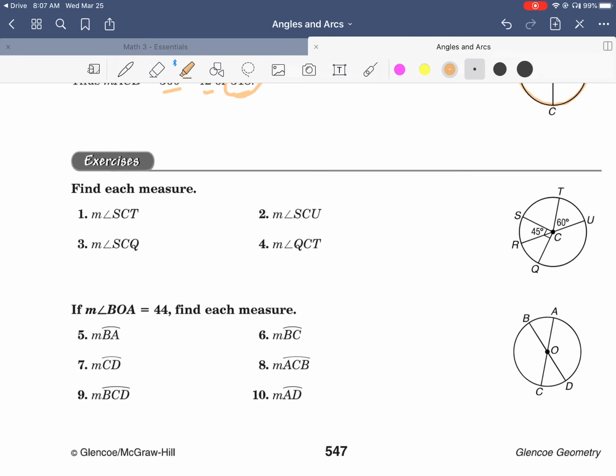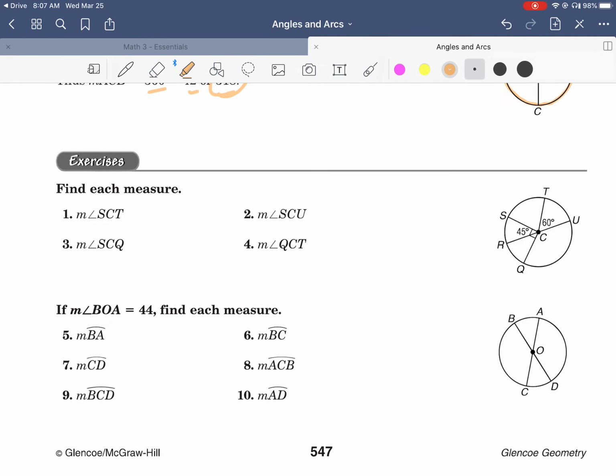Okay, some examples. So if we want to find the measurement of angle SCT, remember this is a straight line. There are 180 degrees in a straight line. I've already used up 60 and 45. So if I do 180 minus 60 minus 45, there are 75 degrees left over. So the measure of angle SCT is 75.